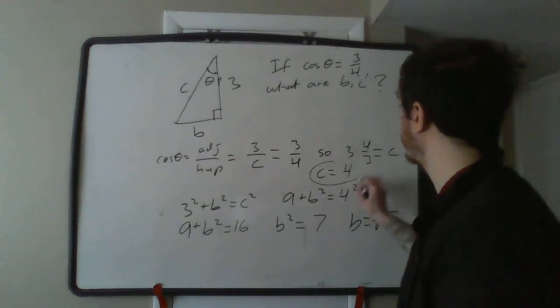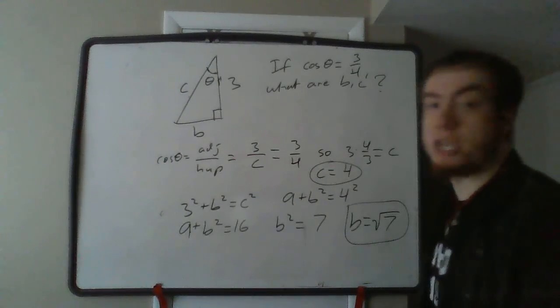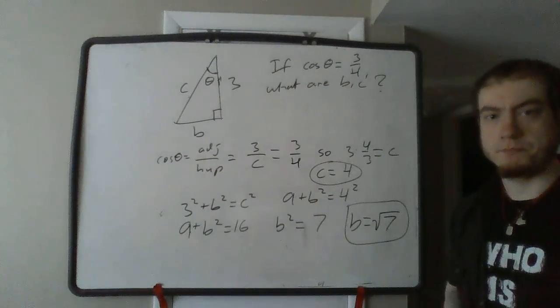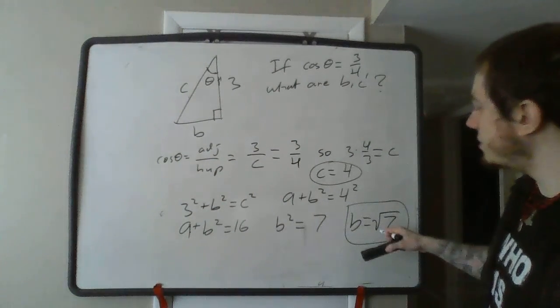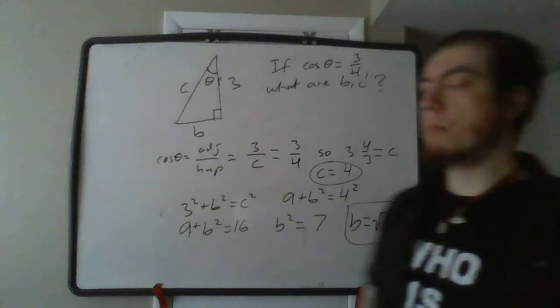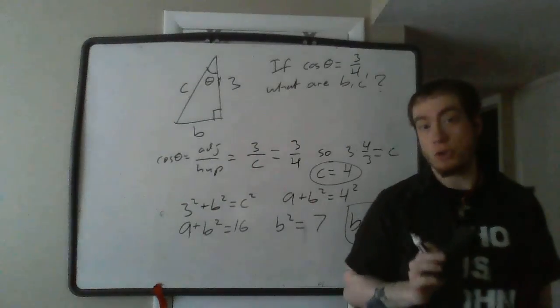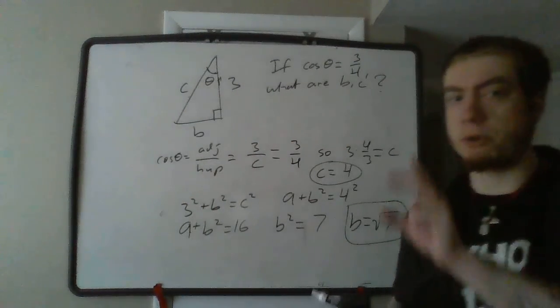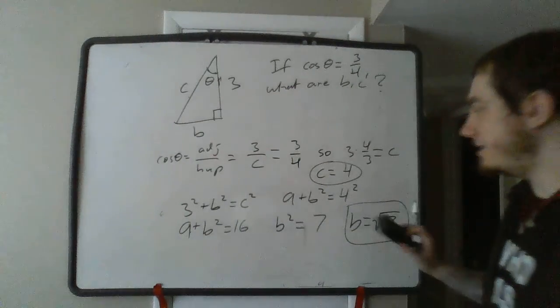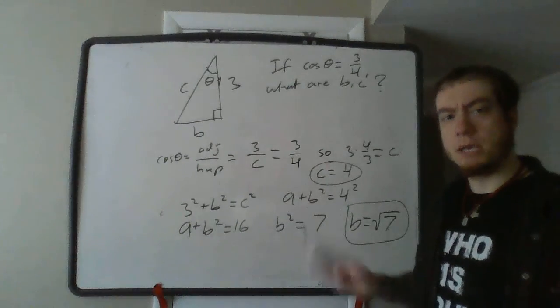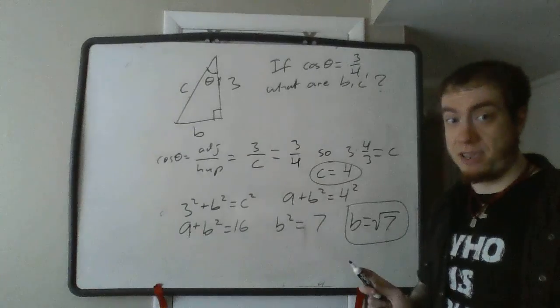So my answers here are going to be that c equals 4 and b equals the square root of 7. By the way, you'll notice that when I take the square root, normally we would think about the fact that there's two possibilities, right? I could get the plus or minus of the square root. And in this case, I just took the positive. Can you think of a reason why that would be?